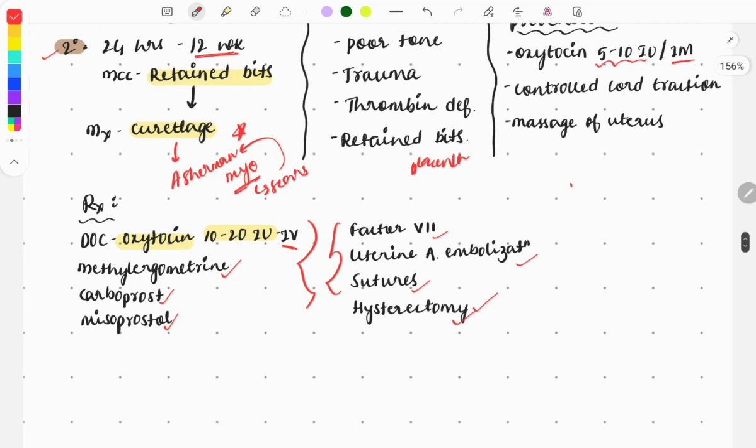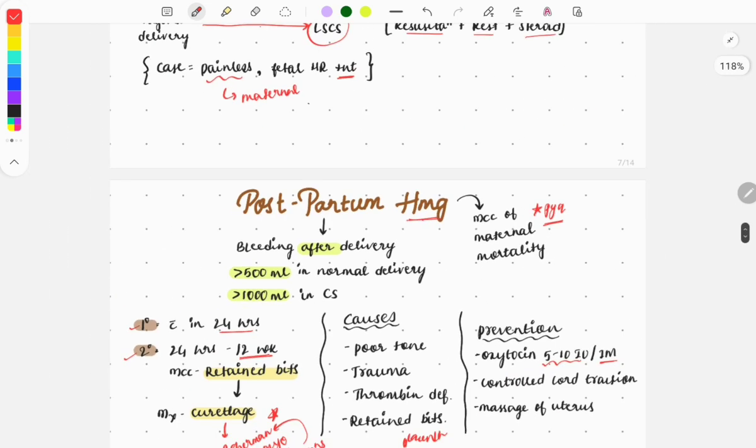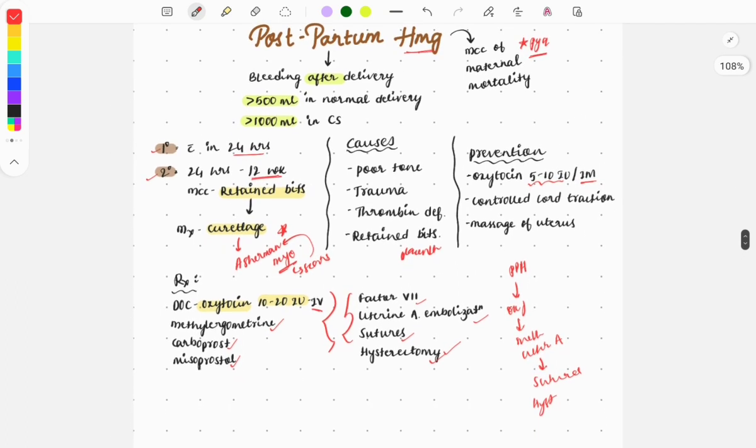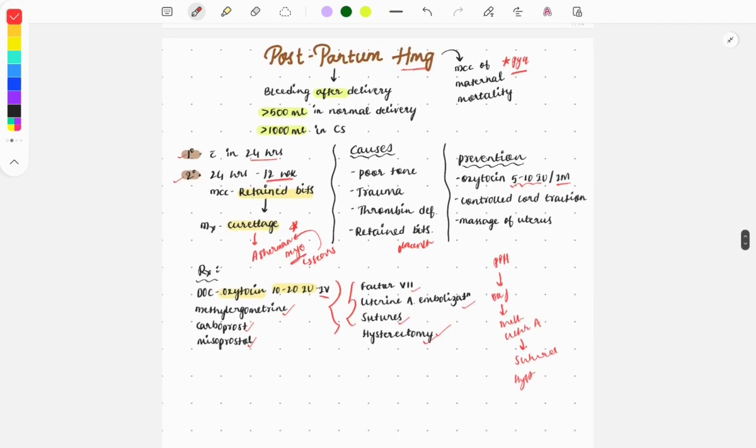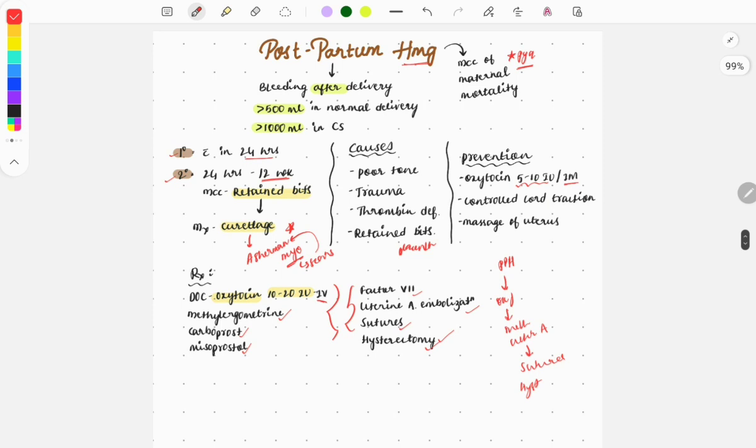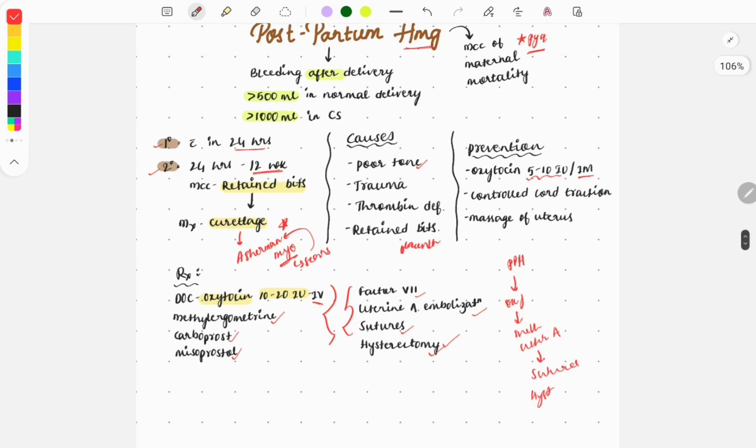Questions are asked on this, for example a clinical case where you gave oxytocin, then you also gave methylergometrine, then you also applied uterine artery embolization. What will be the next step you will be doing? It will be either applying sutures or doing hysterectomy, whichever is given in the options. So these were the things from postpartum hemorrhage which you must remember. If a clinical case is given, like after the delivery there is bleeding and poor tone of the uterus, then what is your next step of management? It will be giving oxytocin 10 to 20 international units.